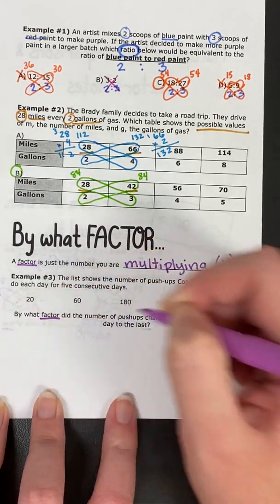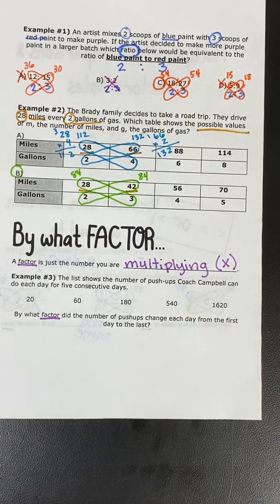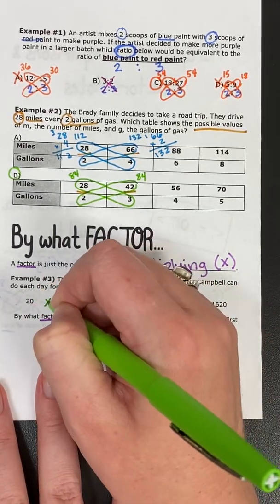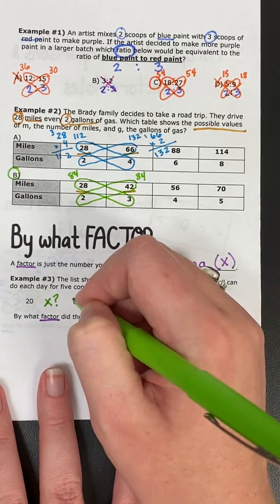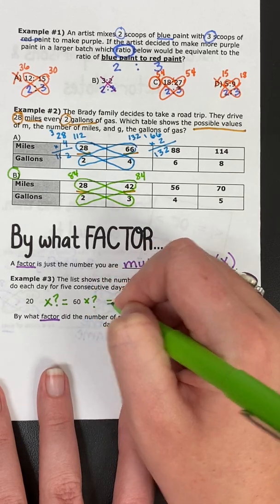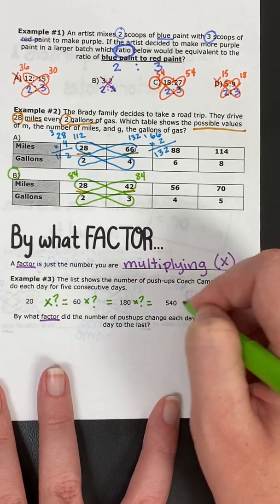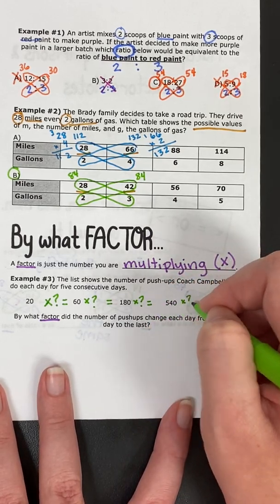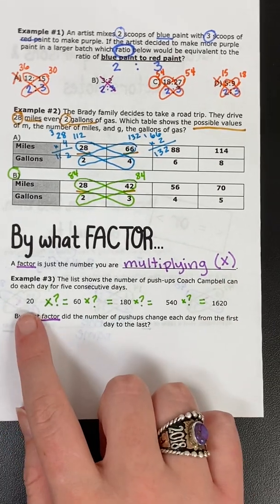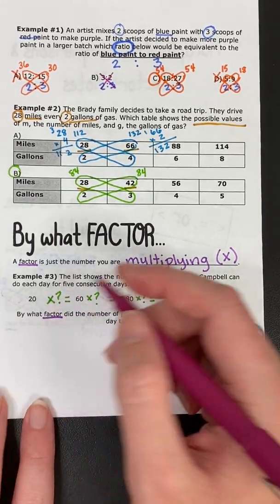By what factor did the number change each day from the first to the last? So when we say factor, it means multiplying. So it's saying from 20 to 60, what number are we multiplying by? From 60, what are we multiplying 60 by to get 180? 180 times what gives me 540? 540 times what gives me 1,620? If you don't know, you can do division. The opposite of multiplication is division.